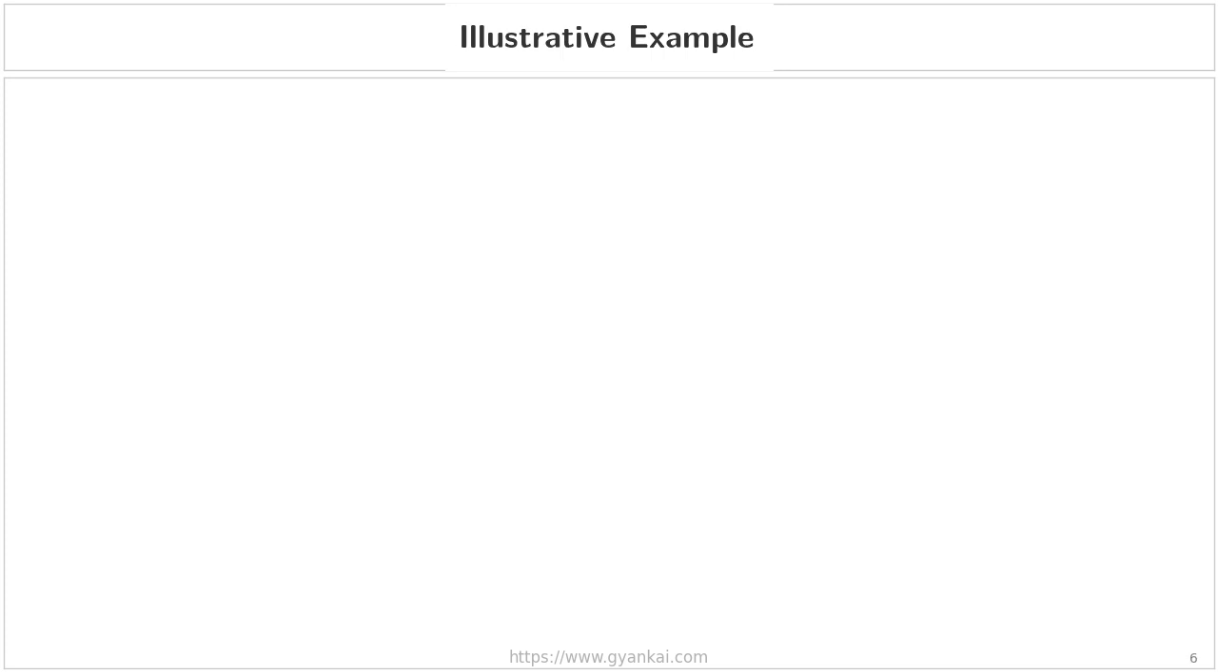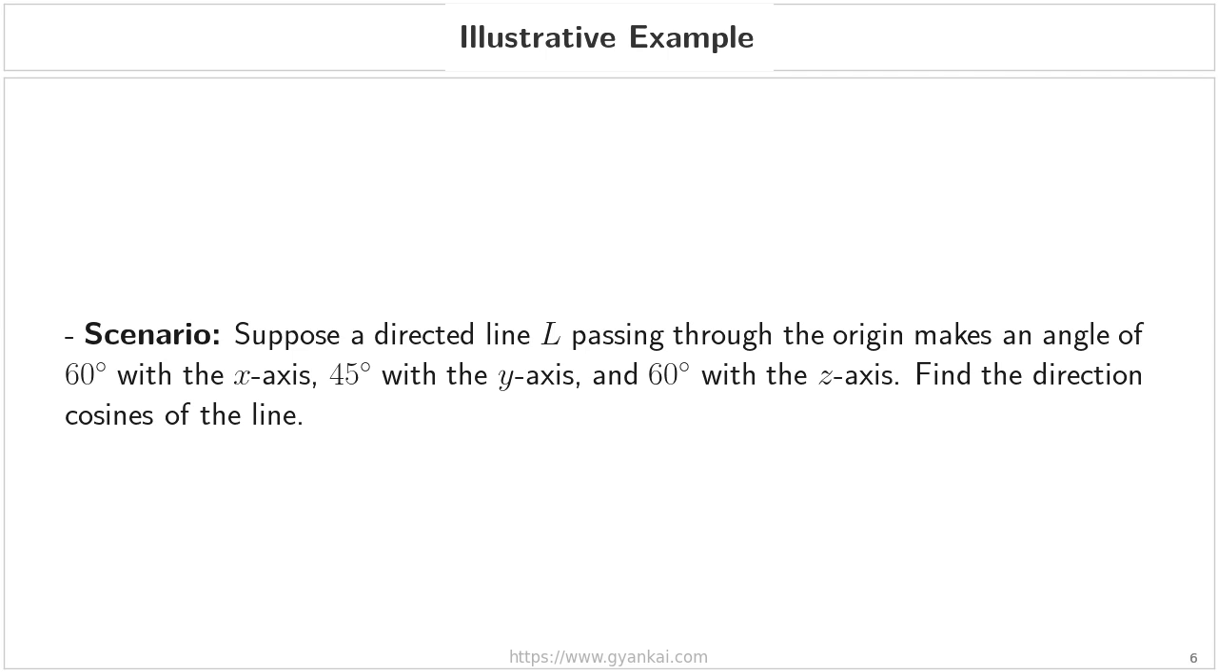Illustrative example. Now that we have understood the theory and the concept behind direction cosines, let's put this knowledge into practice with an illustrative example. Suppose we have a directed line, let's call it L, that passes through the origin. We are given specific information about its orientation. It makes an angle of 60 degrees with the x-axis, 45 degrees with the y-axis, and 60 degrees with the z-axis. Our task is to use these angles to find the direction cosines of this line.